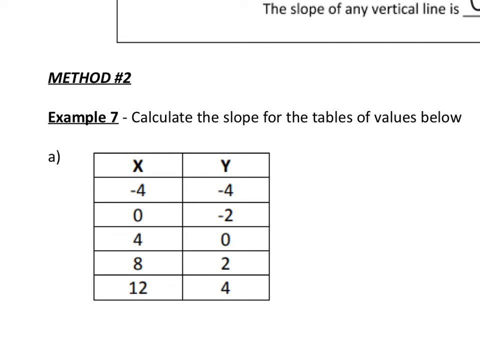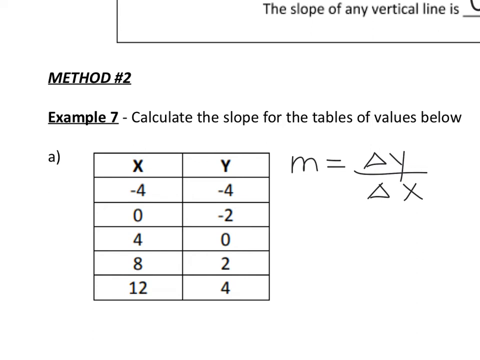We're now going to move on to method number 2. So the second method for calculating slope, if you are given a table of values like that which is shown on your screen. So the slope formula for a table of values is m equals delta y, or change in y, divided by delta x, or the change in x.